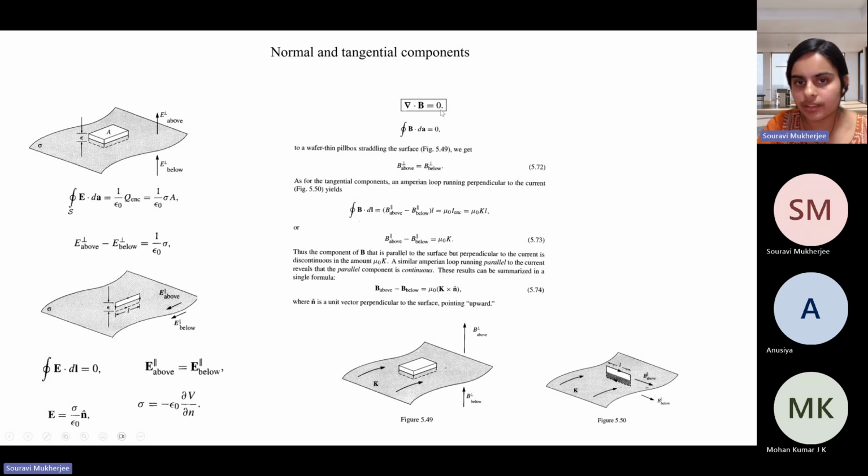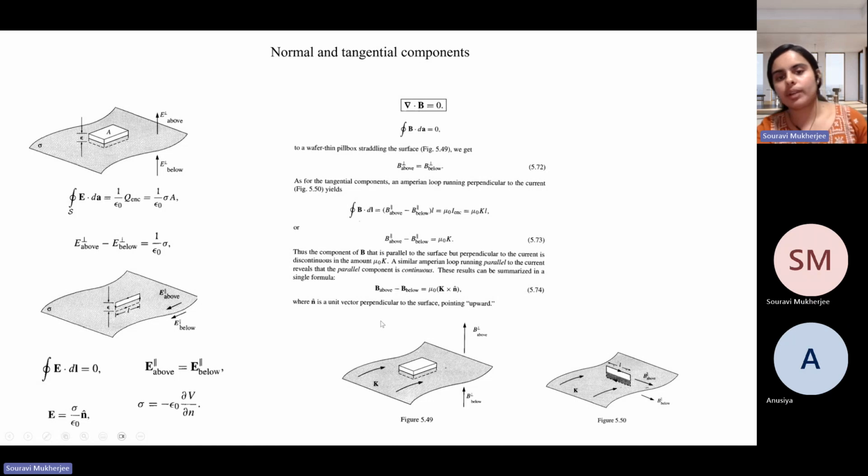So we know the divergence of B is 0, and that tells you that the normal components are continuous. But now here you have some discontinuity in the tangential component. It's opposite to what you got here. As you can see, the tangential components have a discontinuity, which is given as mu naught K, where K is your surface current density. And that comes directly by considering this Amperian loop.